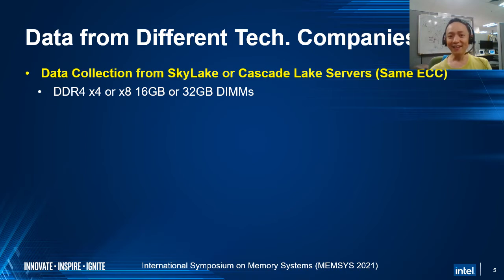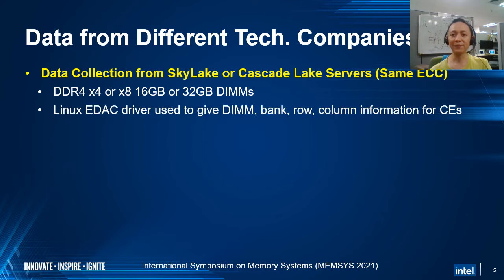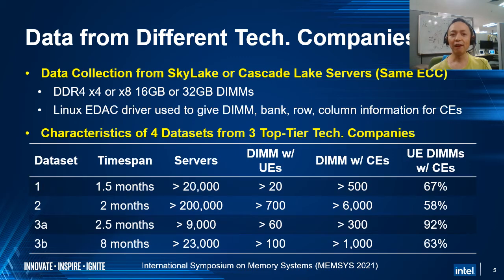The data used in our study comes from different technology companies, collected from DDR4 DIMMs on the contemporary Skylake and Cascade Lake servers with the same ECC. The micro-level CE address information is obtained from the Linux error detection and correction driver. We got 4 datasets from 3 top-tier technology companies with different scales and different time lengths. The characteristics are listed in the table.